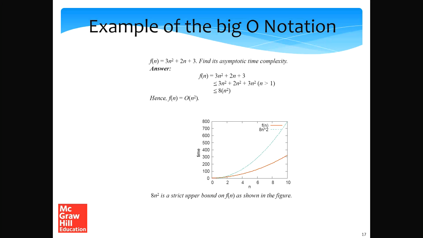Now let's consider an example of the big O notation. So let's look at fn is equal to 3n square plus 2n plus 3, and let's find its asymptotic time complexity. So fn is 3n square plus 2n plus 3, which is less than or equal to 3n square plus, well, 2n is less than 2n square when n is greater than 1, and 3 is also less than 3n square when n is greater than 1. So if I sum up all of these terms, fn is less than or equal to 8n square.